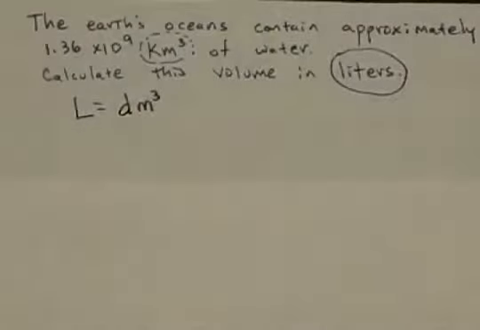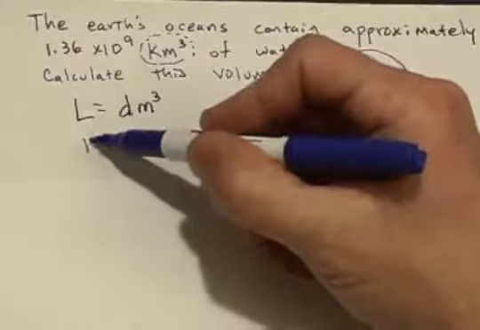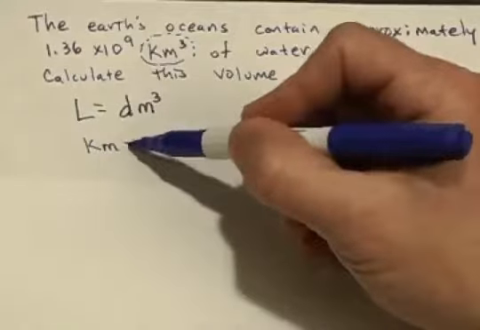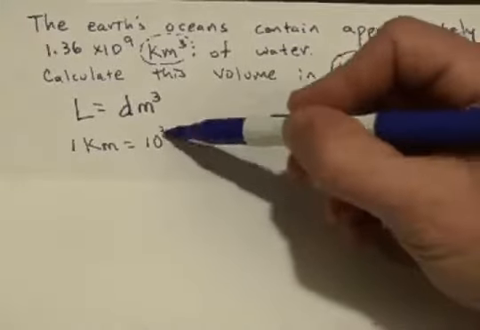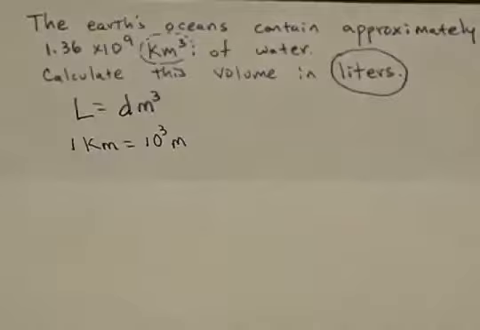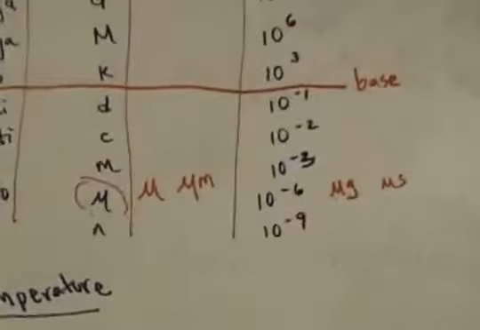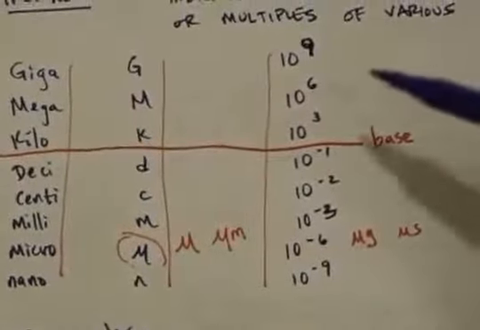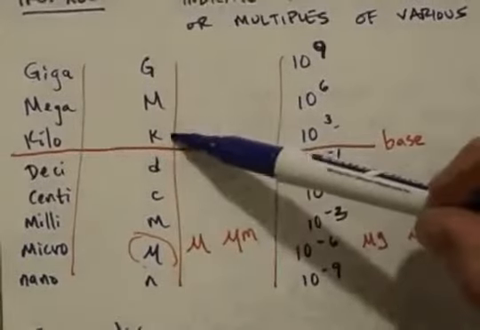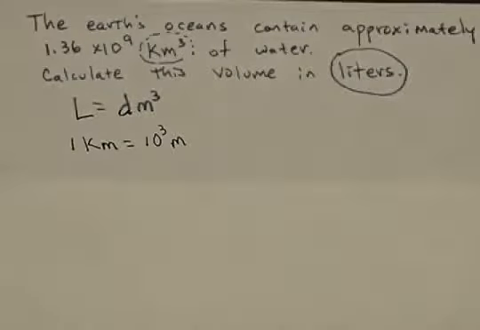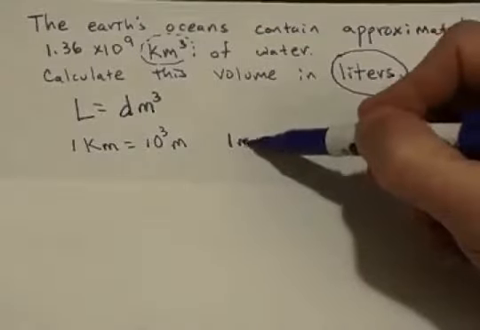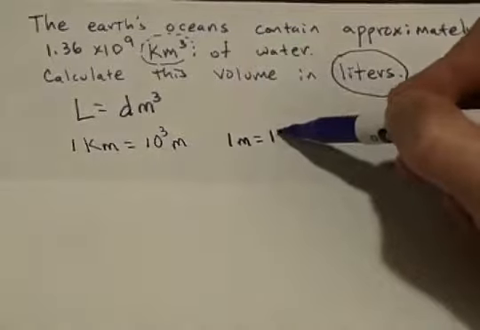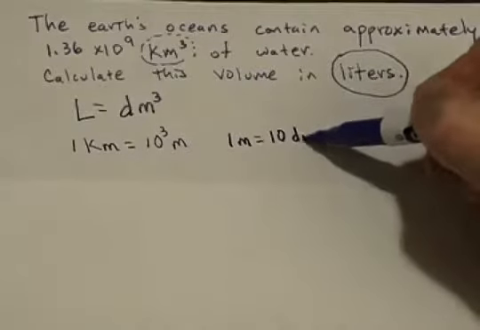I know that in a kilometer, there are a certain number of meters. There would be 1,000, or 10 to the third meters. If I forgot that, I can look right back at my prefixes. 10 to the third means that's how many base units there are in a kilo. In this case, our base unit is meter. I also know that in 1 meter there are 10, or 1 times 10 to the first, decimeters.